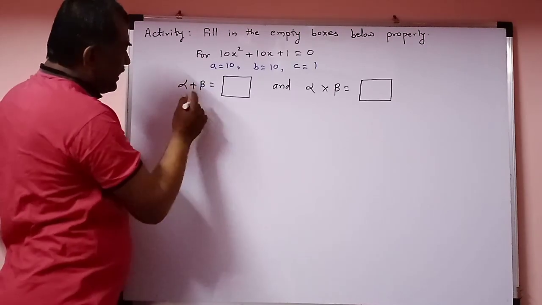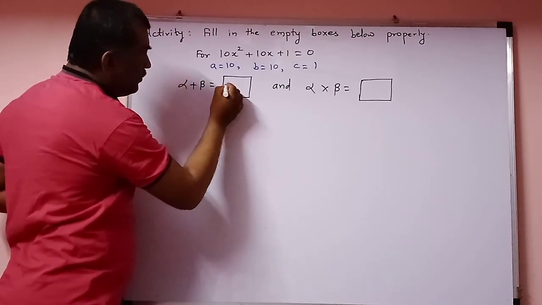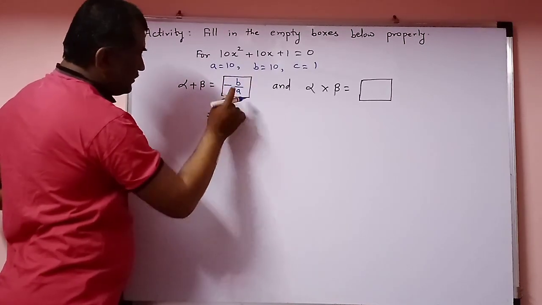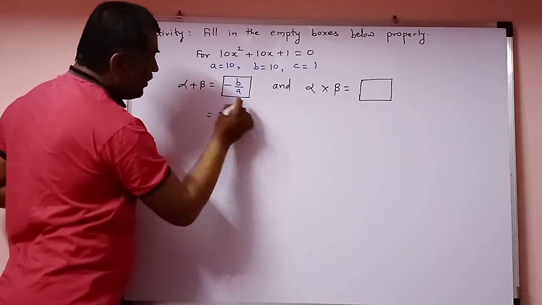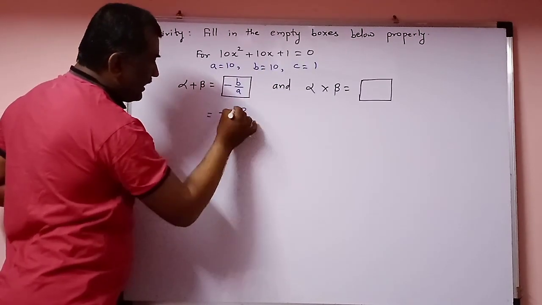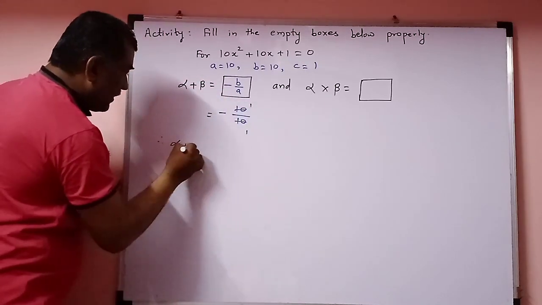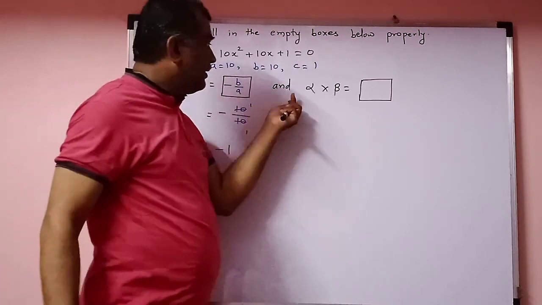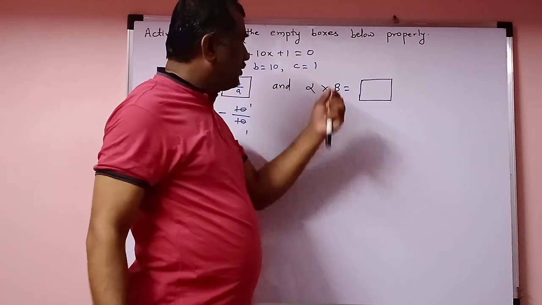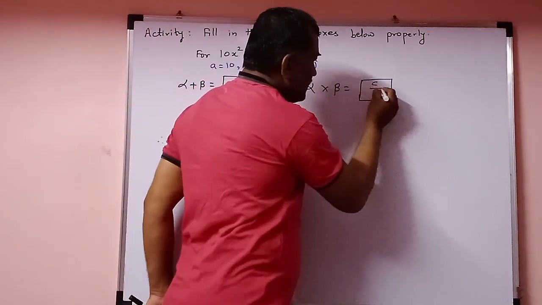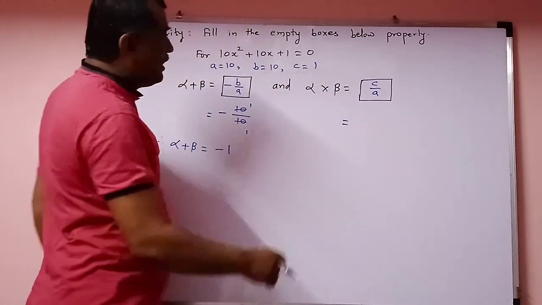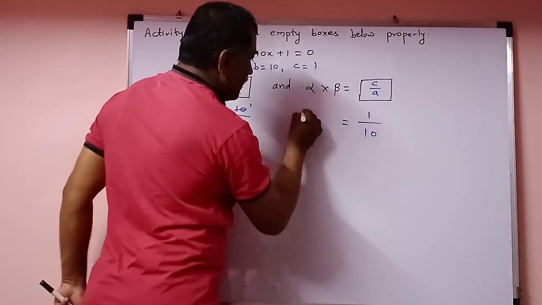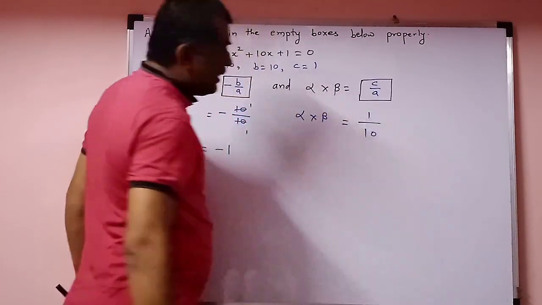The addition of the roots of a quadratic equation, alpha plus beta, is equal to minus b upon a, is equal to minus value of b 10 upon value of a 10. 10 1s are 10, 10 1s are 10. Therefore, alpha plus beta is equal to minus 1. And alpha into beta, the product of the roots of a quadratic equation, is c upon a, is equal to value of c 1 upon value of a 10. Therefore, alpha into beta is equal to 1 upon 10.